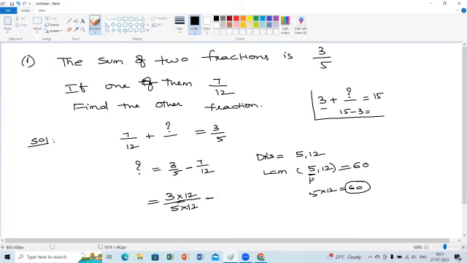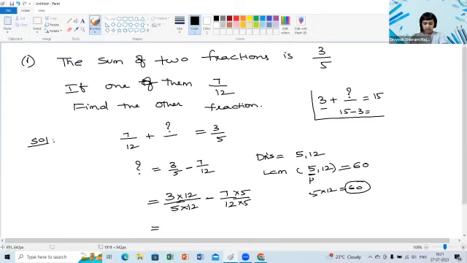Okay. Now go with 7 by 12. Now the denominator is 12. Teacher, 12 into 5, 7 into 5. 12 5s are 60, 7 5s are 35. Wonderful. Ma'am, now we should subtract 36 by 60 minus 35 by 60. It's 1 by 60. Excellent.